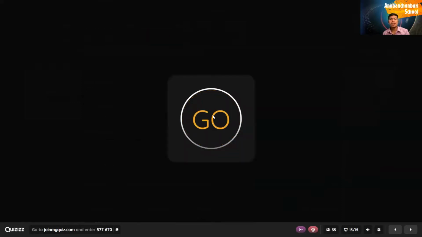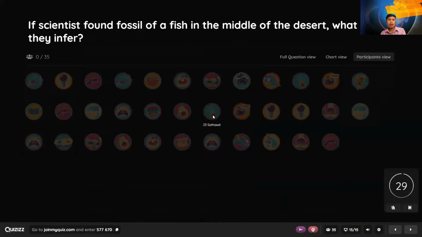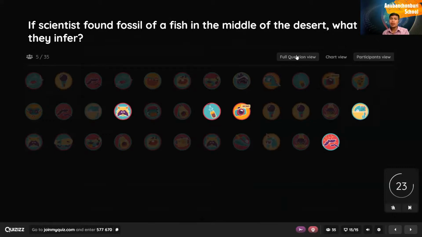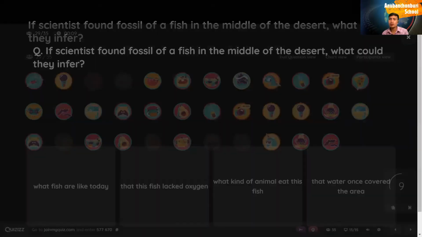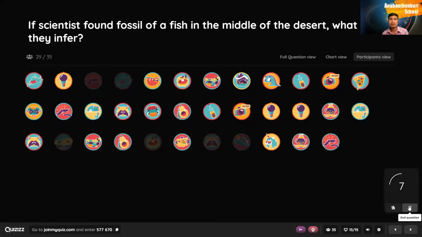Question number 13. We're almost done. If scientists found a fossil of a fish in the middle of the desert, what can they infer? What fish are like today? That the fish lacked oxygen and died? What kind of animal eats this fish? Or that water once covered the area? That water once covered the area.